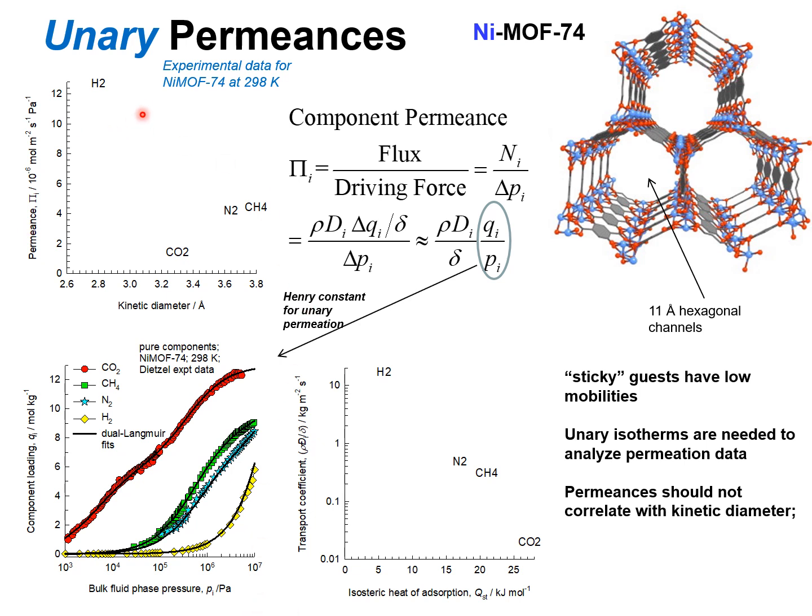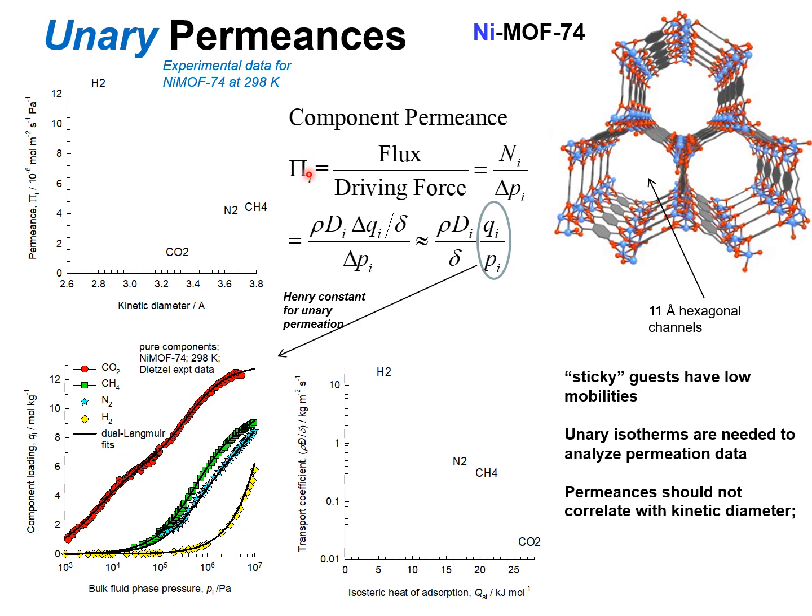Experimental data on the unary permeances of 4 gas molecules, hydrogen, CO2, nitrogen, and methane, have been published for nickel MOF 74, and I plot here the experimental data for the permeances as a function of the kinetic diameter, as is commonly done in the membrane literature. We note that there is a minimum. CO2 has the lowest component permeance.